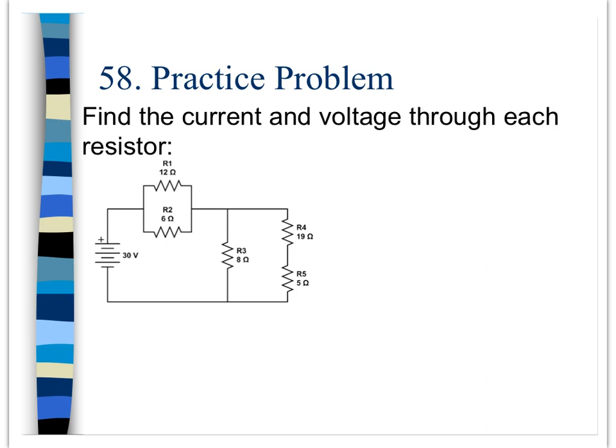Alright, so for this final practice problem here, same basic idea. We're going to break this circuit down and then build it back up to find the voltage and current for each resistor. So I'm going to first look for my simple combinations. So I see that R1 and R2 are connected in parallel, which means I'm going to use the 1 over equation to find that the equivalent resistance of those two is going to be 4 ohms.